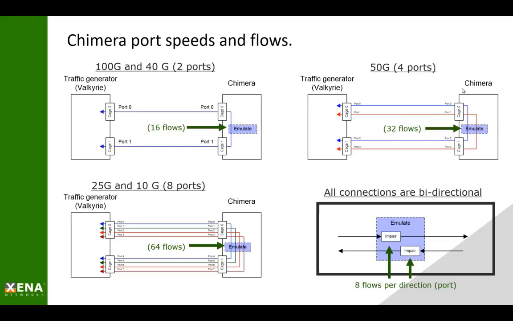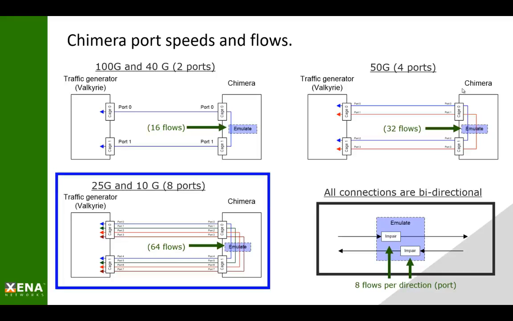Both the Chimera and the Loki support 5 speeds. The number of ports depends on the selected speed, as illustrated in this slide. We will configure the system for 25G and 8 ports in this video. Notice that Chimera supports 8 streams for each port, so we could in fact configure 64 individual flows, but we'll use only 2 to demonstrate the flow filter.